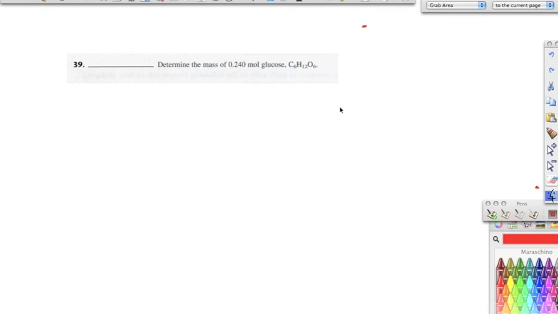All right, guys, moving on to 39. On 39, it says determine the mass of, we see we have 0.24 moles of glucose. Okay, and it gives us the glucose formula right there. So anytime we're going between mass and moles of mass, we need the molar mass. So we just start out and we have carbon and hydrogen and oxygen. And the first thing we're going to do is just find the molar mass.